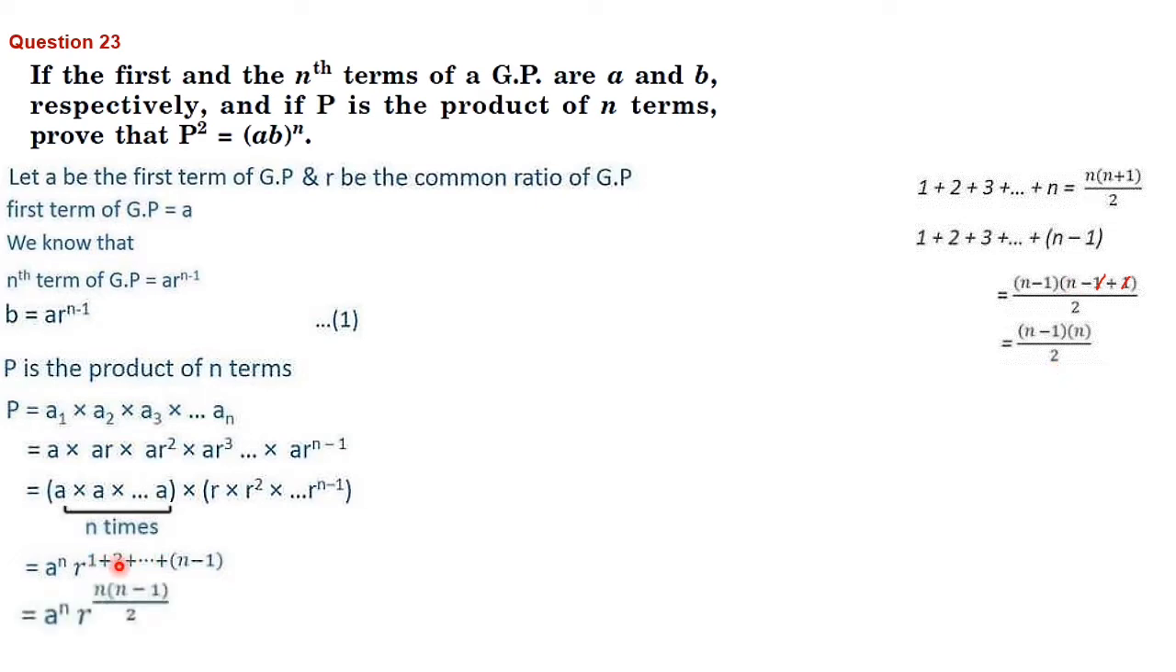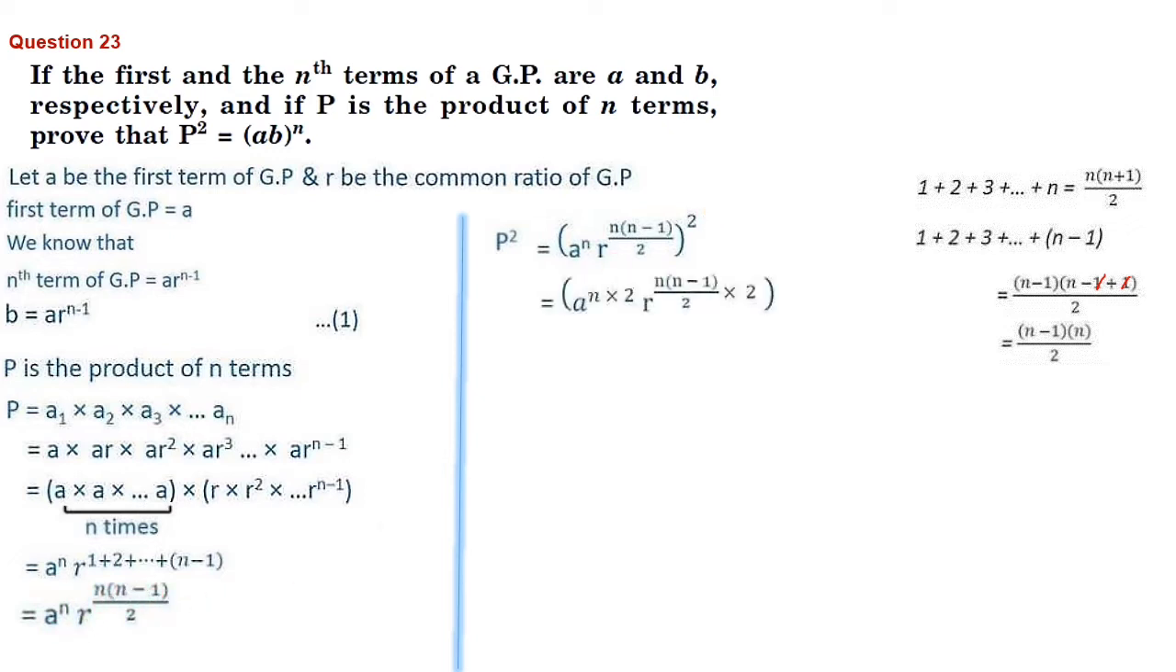This is what we are going to write here. You see, 1 plus 2 plus etc. plus n minus 1 is n into n minus 1 by 2. So A power n same, r power n into n minus 1 by 2. Then we are asked to find P square. P is this term, so P square means just square it. That means A power n into r power n into n minus 1 by 2, the whole square. Separate it: A power n into 2, r power n into n minus 1 divided by 2 into 2. The 2 in the numerator and denominator we can cancel. That means we get A power 2n into r power n into n minus 1.